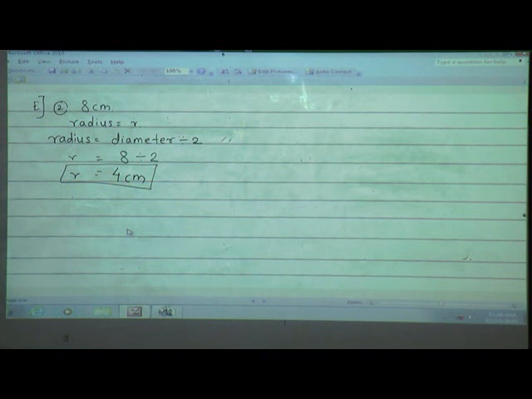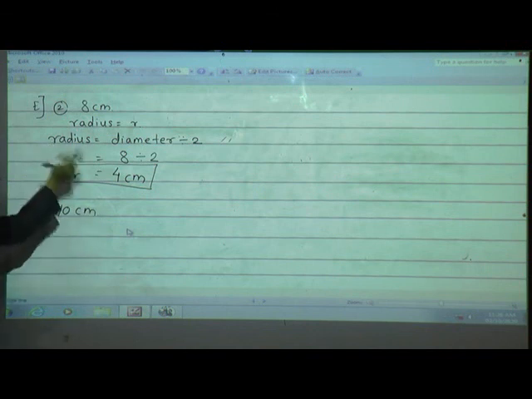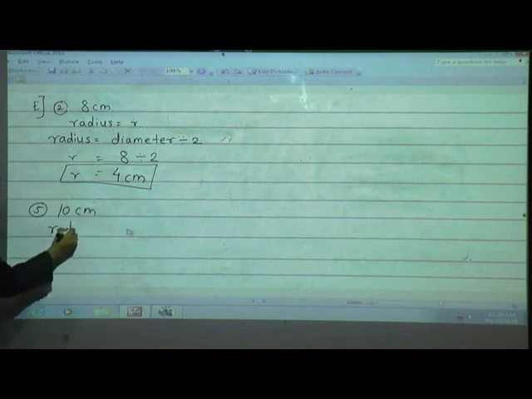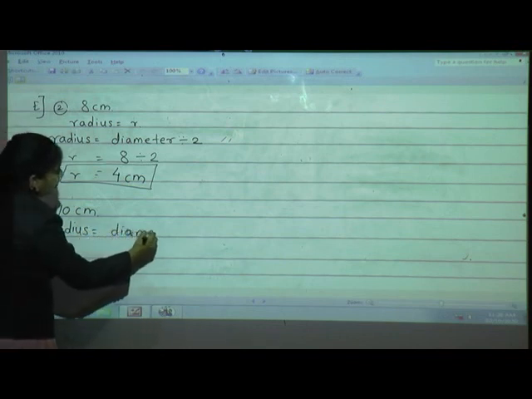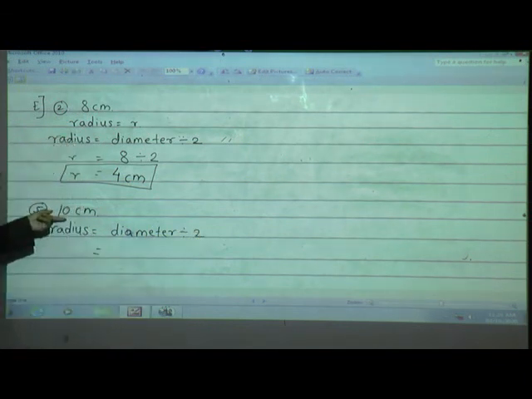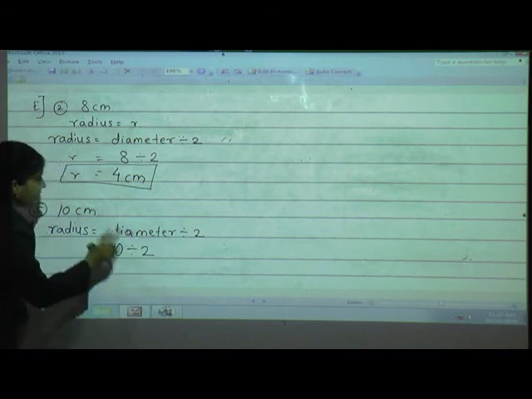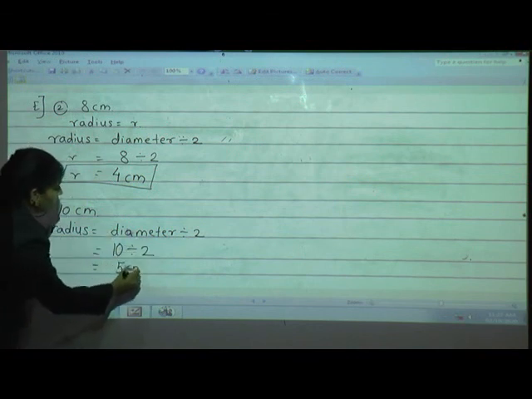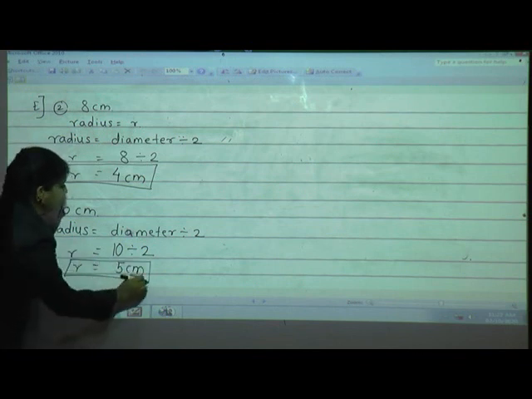And students, we will see question number 5. 10 centimeter. Again use the same formula. Radius is equal to diameter divided by 2. Here diameter is 10 centimeter. Divided by 2, we will get the answer 5 centimeter. So the radius is 5 centimeter.